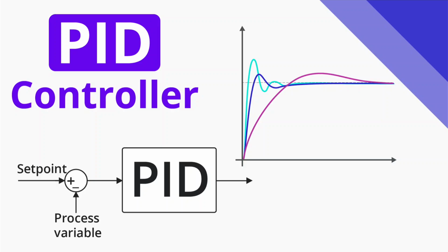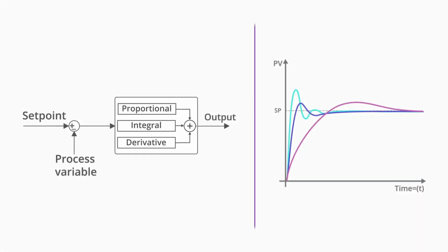Today I am going to show you a PID controller. What is a PID controller? A PID controller is a controller which is based on a closed loop system. And what is a closed loop system? A closed loop system is a system which works on feedback, and this feedback comes from the outputs.